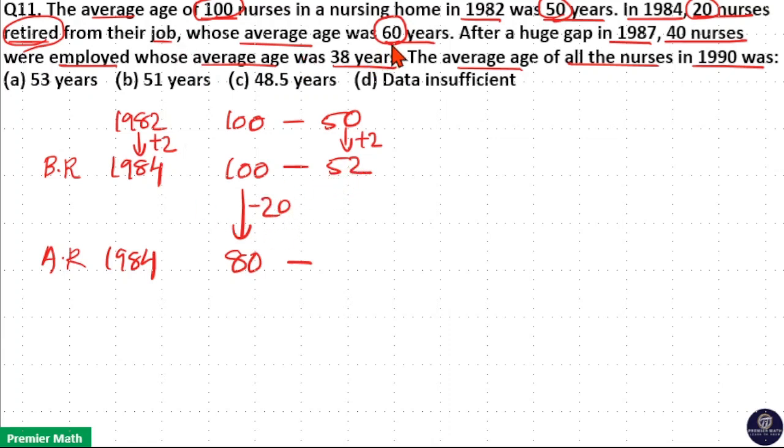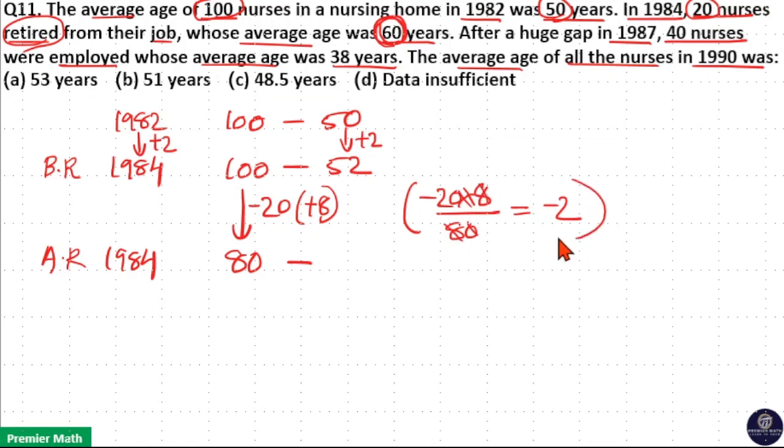But the question clearly says that the average age of these 20 people is 60 years. That means this 60 is plus 8 greater than the previous average 52. So 20 into 8, 160, was previously distributed to the remaining 80 people. So the decrease in average is 20 into 8 divided by 80, because this 160 was distributed to these 80 people. So the decrease in average is minus 2. 52 minus 2 is 50. 50 is the average of 80 people.